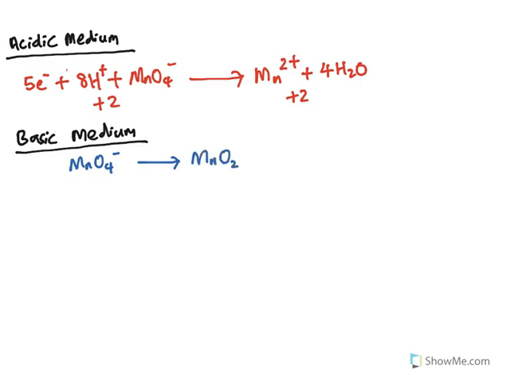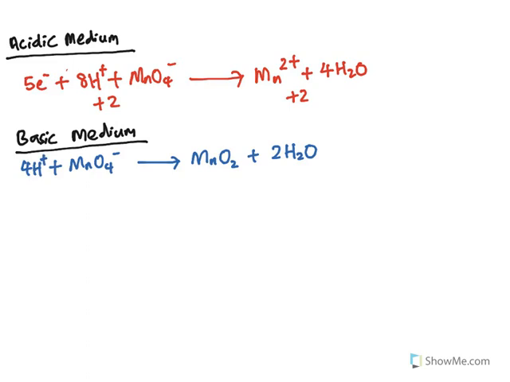MnO2. Okay, so in the basic medium, MnO4 minus will be reduced to form MnO2, which is a brown precipitate. Please take note. Okay, and the process is like that. Same thing, balance with water, 2H2O, because there are 4 oxygen on the left, so we need to have 4 oxygen on the right. Same thing, balance with H plus. So 4H plus here.